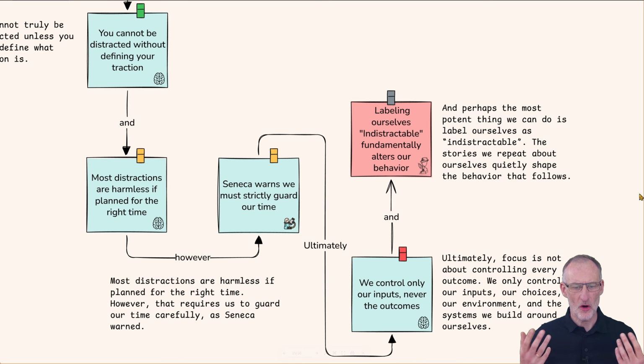Most distractions are harmless if planned for the right time. However, that requires us to guard our time carefully, as Seneca warned. Ultimately, focus is not about controlling every outcome. We only control our inputs, our choices, our environment, and the systems we build around ourselves. And perhaps the most potent thing we can do is label ourselves as indistractable. The stories we repeat about ourselves quietly shape the behavior that follows.